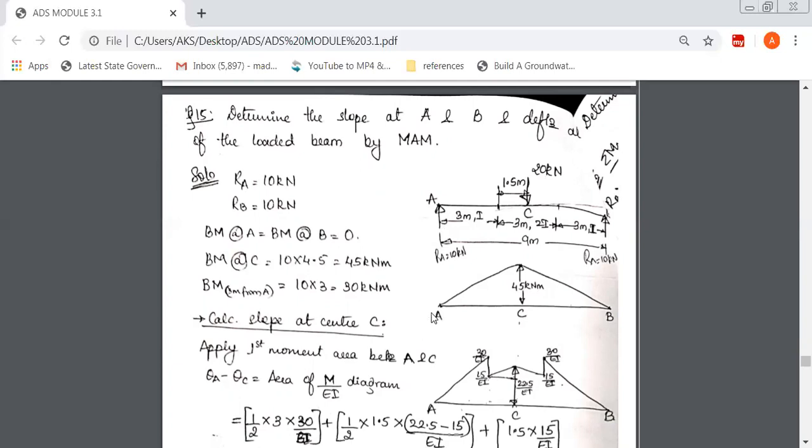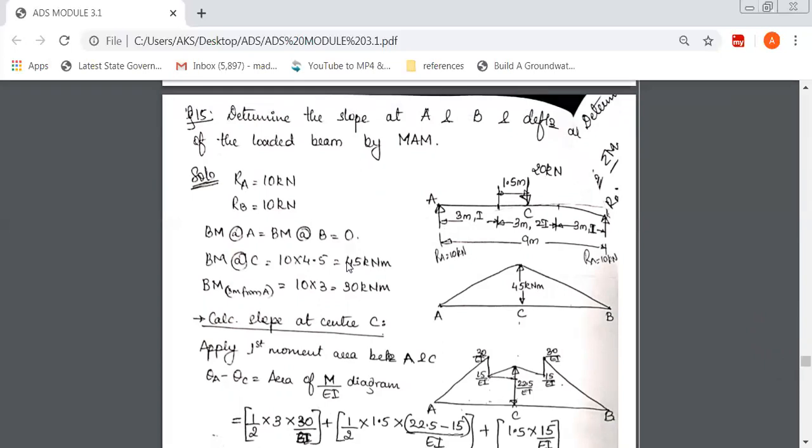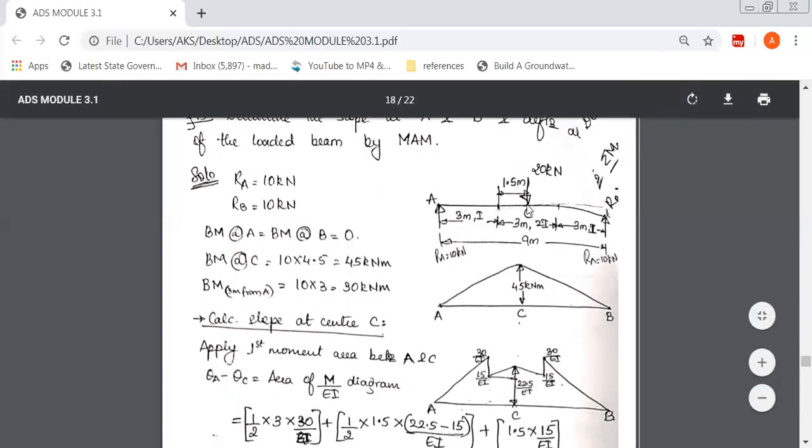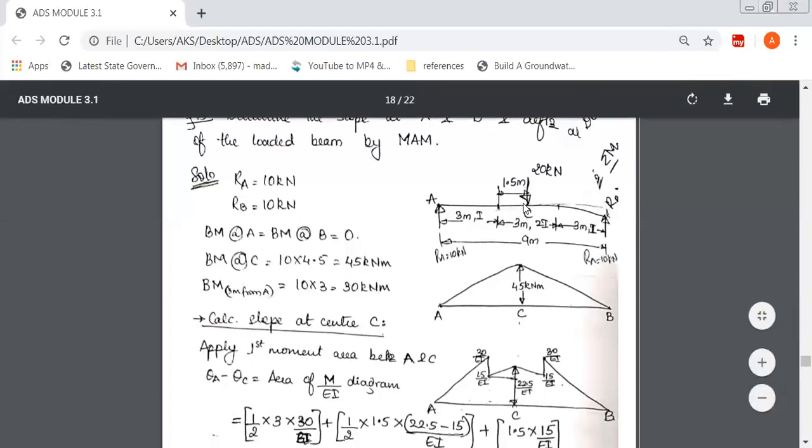Now, we'll be splitting this into 3 parts here. If you cannot remember the formula for a simply supported beam with a point load at the center, there's another easy method. See here, it's a point load and it is symmetrical. It is exactly at 4.5 meters, exactly the center. So this load gets distributed equally on the supports, so 20 kilonewton downward.